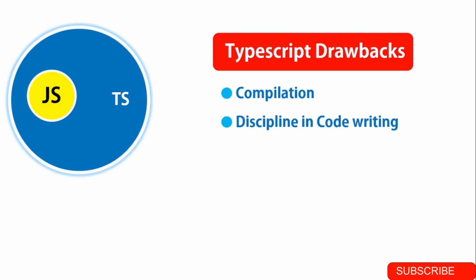So discipline in code writing is a drawback, because it's not something which is out of the box very easy for many people. Following rules and regulations, most people don't actually do that. But as we keep on writing the code, this whole thing of discipline comes into you to define types and follow the standards. Okay?